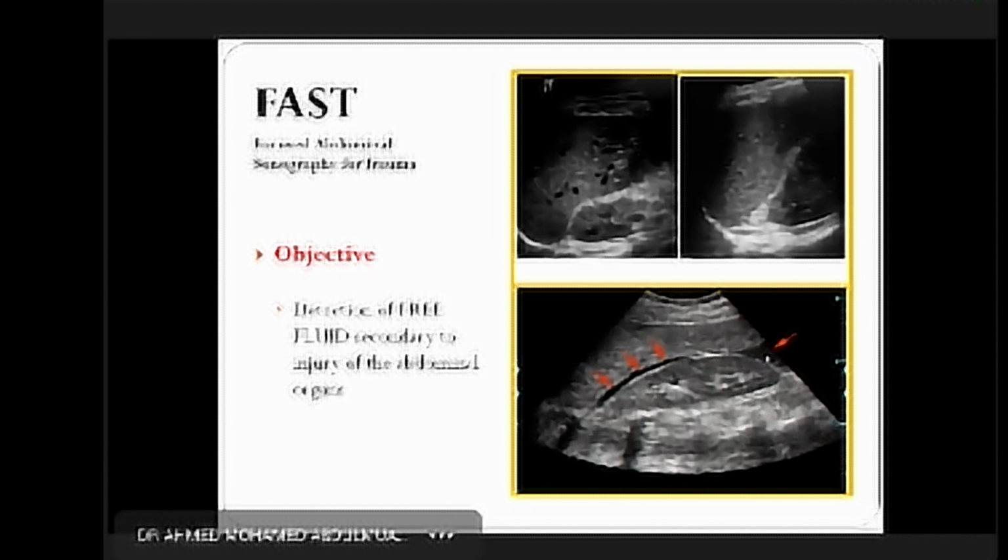This is just to show you, I told you, free fluid in the potential space like this one in Morrison pouch between the right kidney and the liver. So normally it should be like this one. See, you can see the echogenicity here, increase in the echogenicity. But when there is a fluid it is black, so you can see the density of the fluid between the right kidney and the liver.